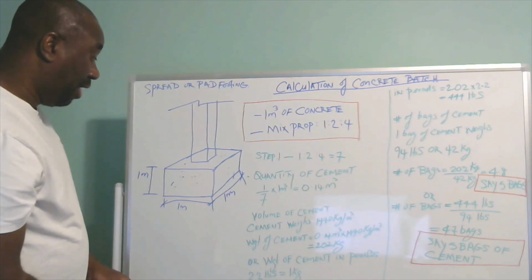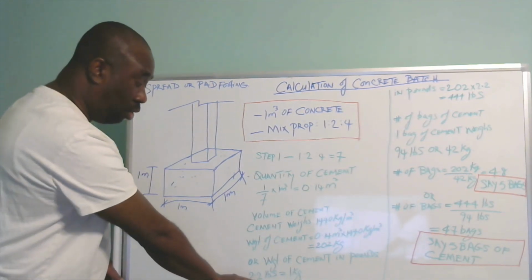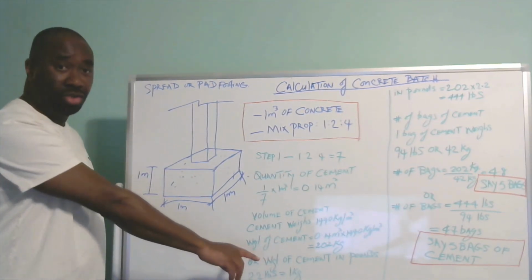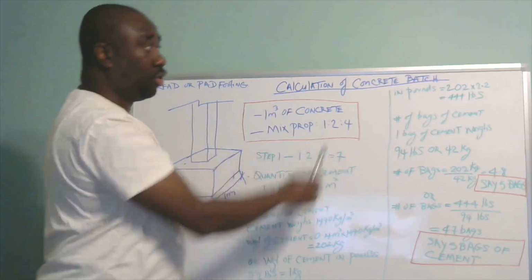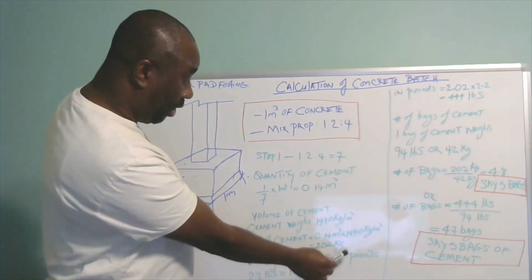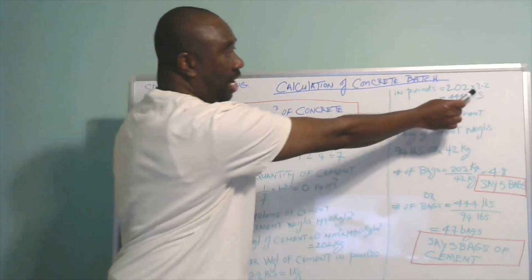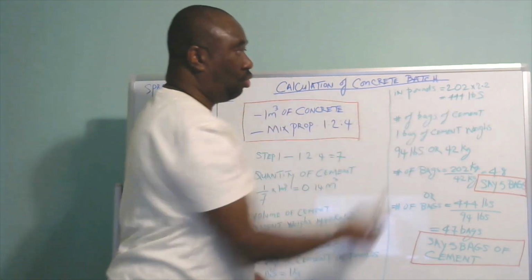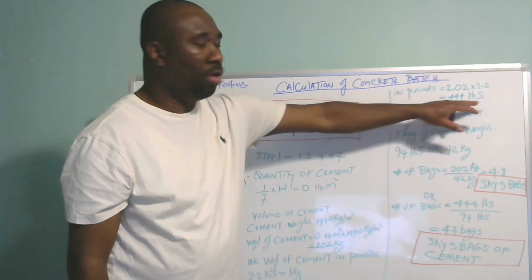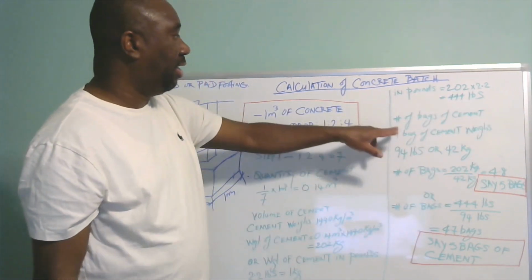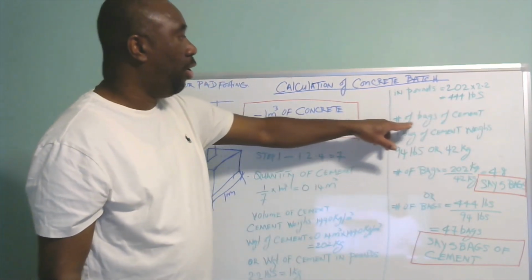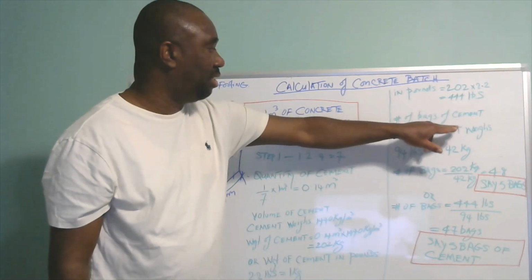Now, we know that 2.2 pounds is equivalent to 1 kilogram. So in pounds, we already calculated 202 kilograms. We times that by 2.2, and we get 444 pounds. Now we can calculate our number of bags of cement.